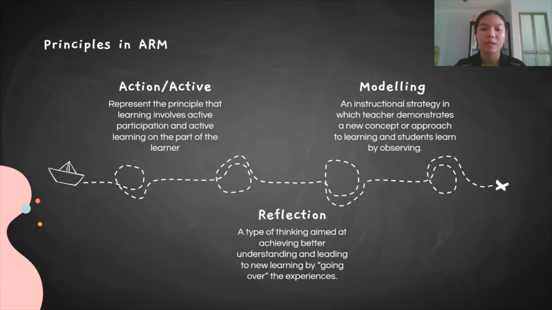And the second is reflection, which is a type of thinking aimed at achieving better understanding and leading to new learning by going over the previous experience. And the third principle is modeling, which is an instructional strategy in which the teacher demonstrates a new concept or a new approach to learning, and the students will learn the new concept by observing.